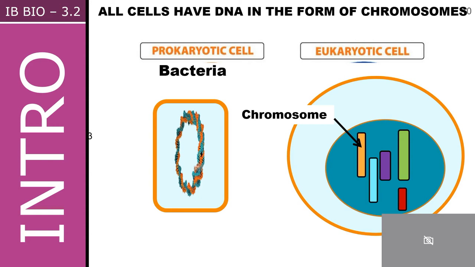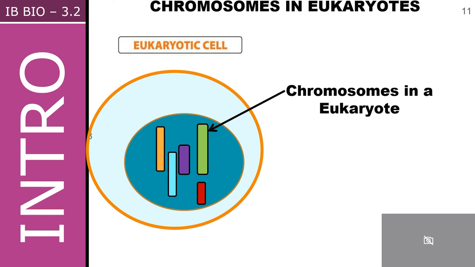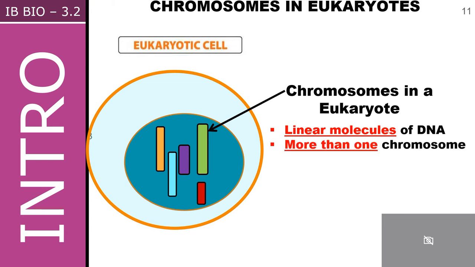So if we look again at our eukaryotic cell, probably the first things that you're noticing is that there's more than one of them and that they have a really different shape. But let's go ahead and take a closer look. So chromosomes in the eukaryote. Again, first thing is that instead of being circular, they are linear. And again, there's more than one of them. In bacteria and prokaryotes, there's only one, and it's a circle. And in eukaryotes, it is linear, and there's more than one.